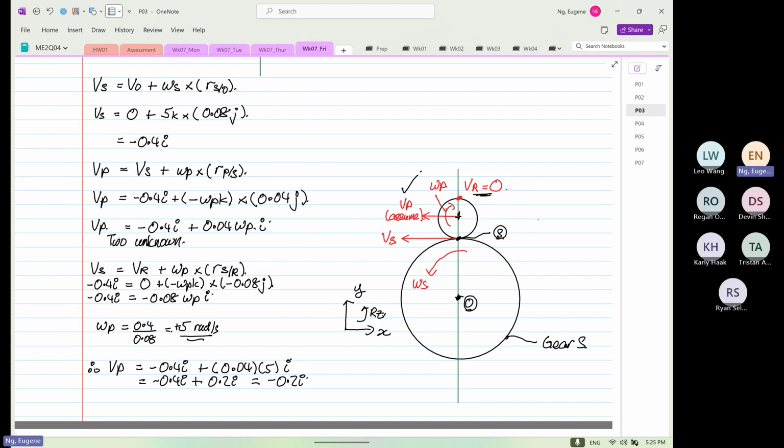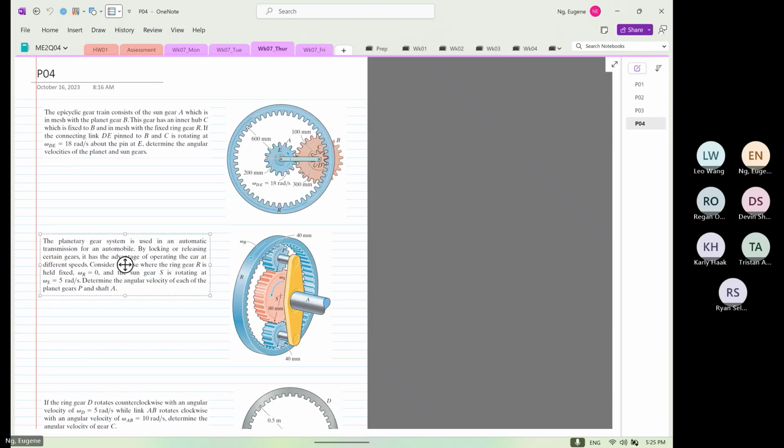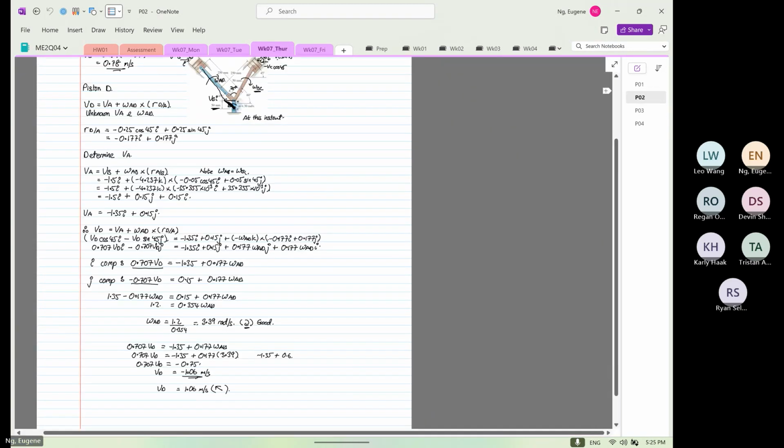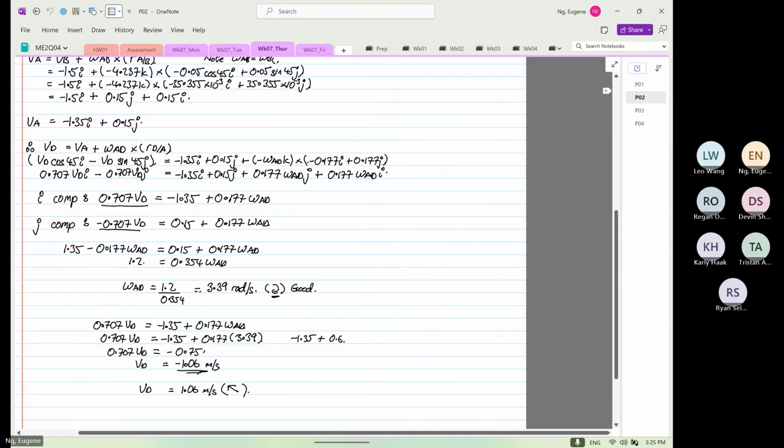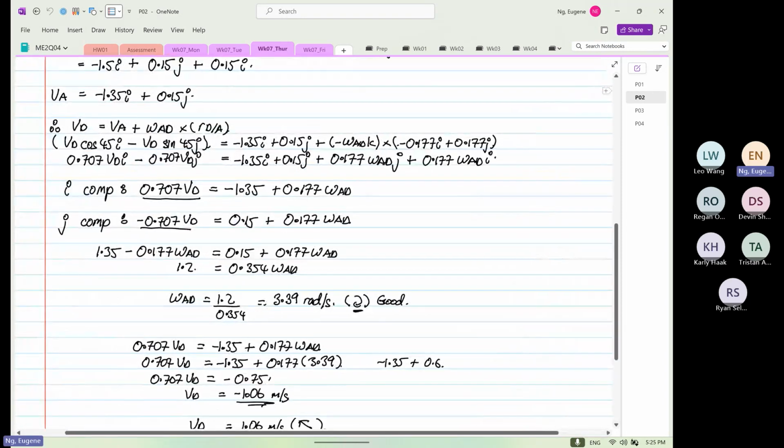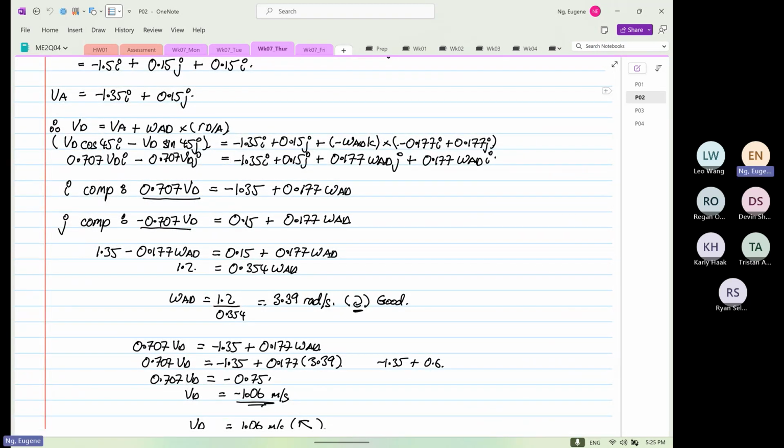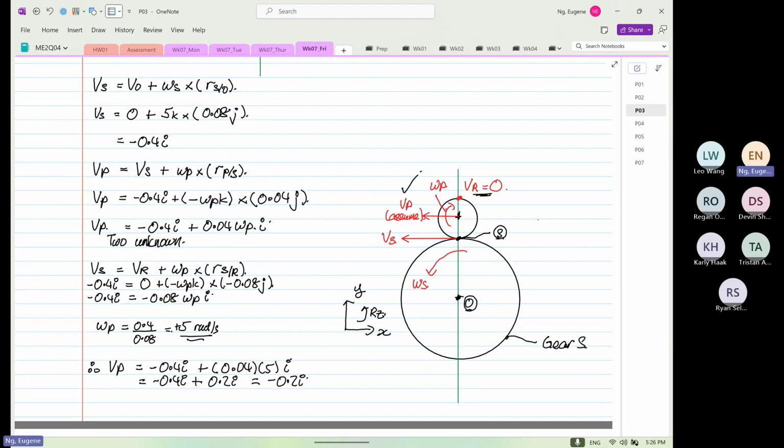Remember, when you break them into I and J components, you form two equations. When it's negative, then the assumed direction is wrong. For this case, we did not break it down into I and J components, so the negative here means going towards the left. So from here, we know our VP.